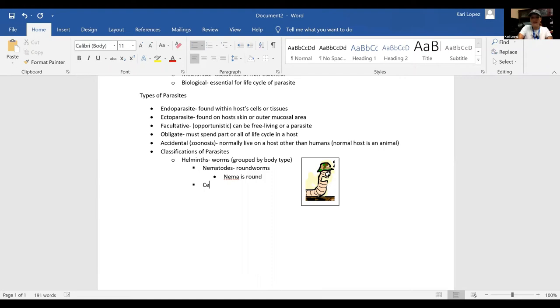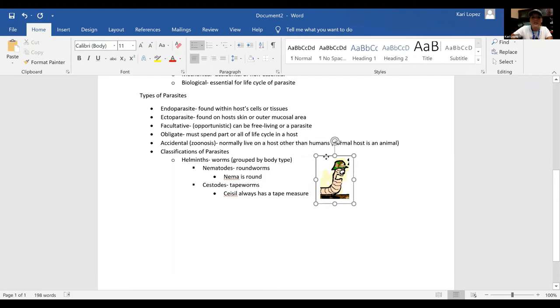Next is going to be cestodes. Those are going to be tapeworms. For cestodes, I put Cecil always has a tape measure. Or you could probably just say Cecil always has tape, but I think of Cecil as like a construction worker. And then you've got trematodes. Trematodes are your flatworms and flukes. I've got a little better one to remember this. I remember it by trema sounds like tremor.